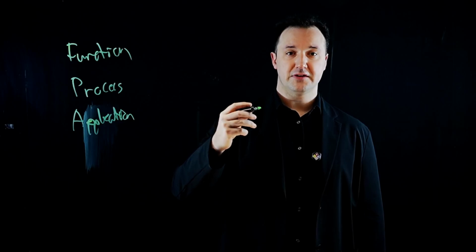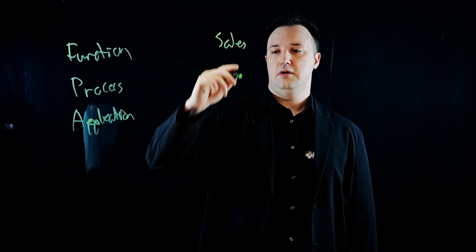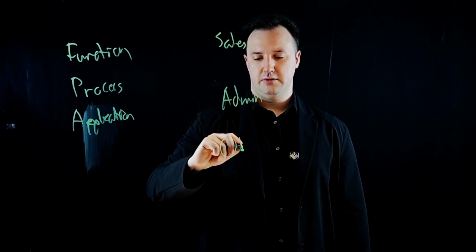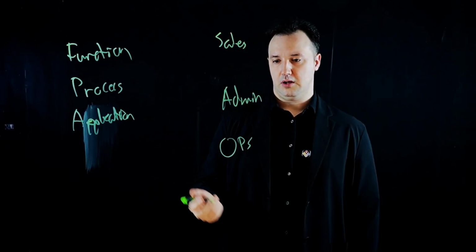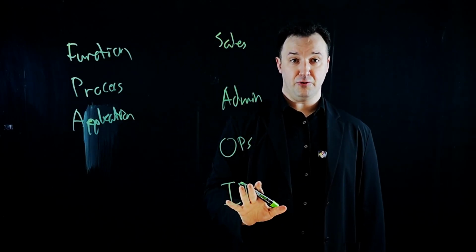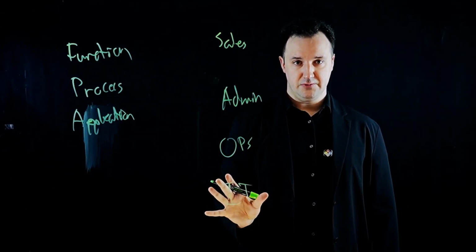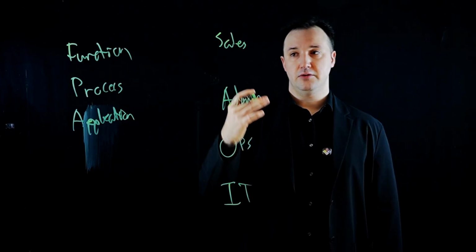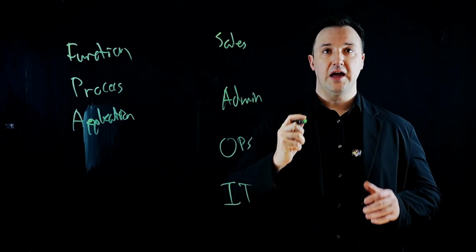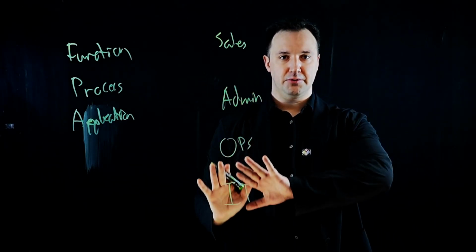If you had, for example, your functions of sales, admin, ops, and we'll do 4 for now for the sake of demonstration. So let's say you had 4 functions. If you were doing it just at the function level, you would just be doing these 4. If you're doing it at the process level, you might be doing a whole BIA on just sales. These other 3 might not exist.